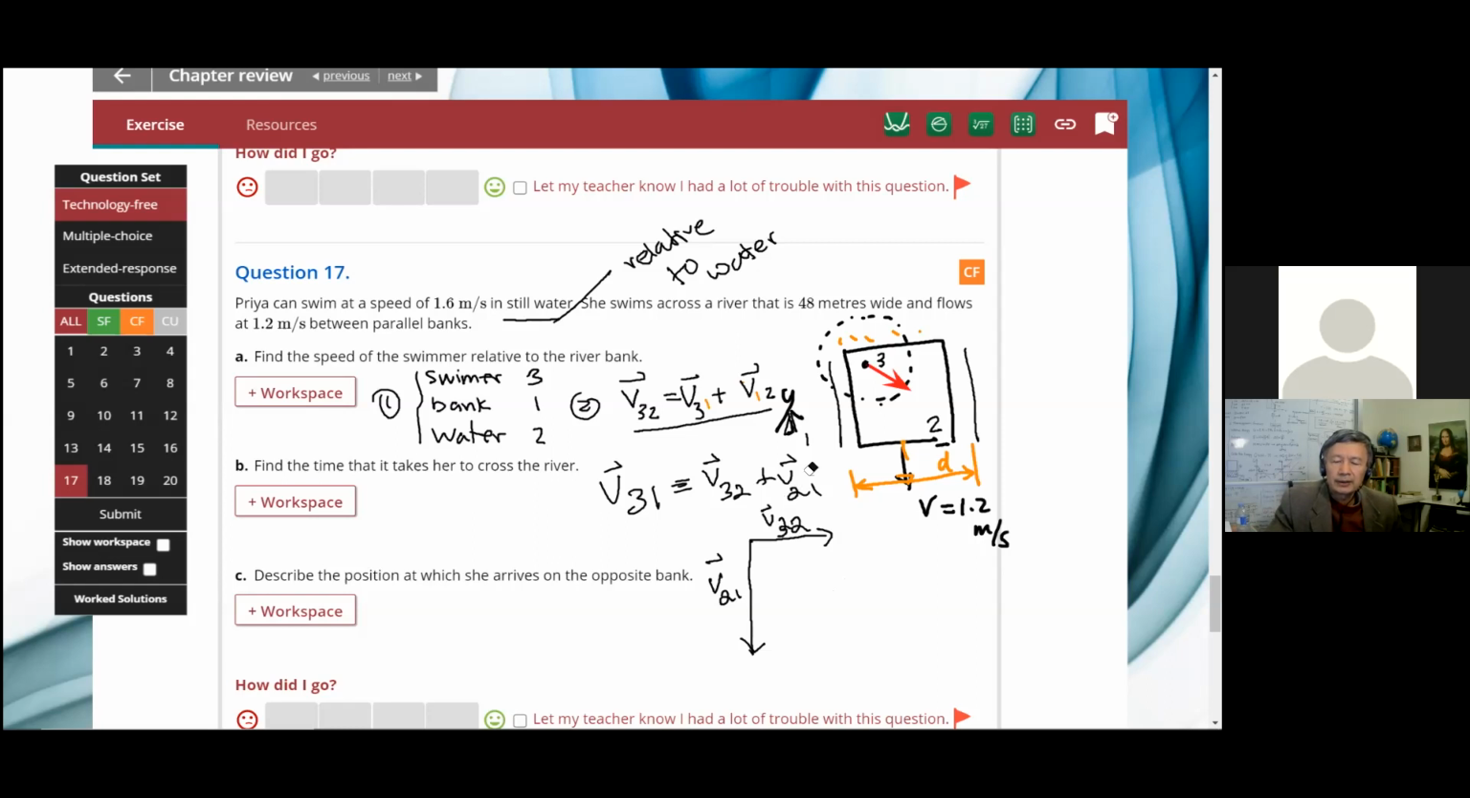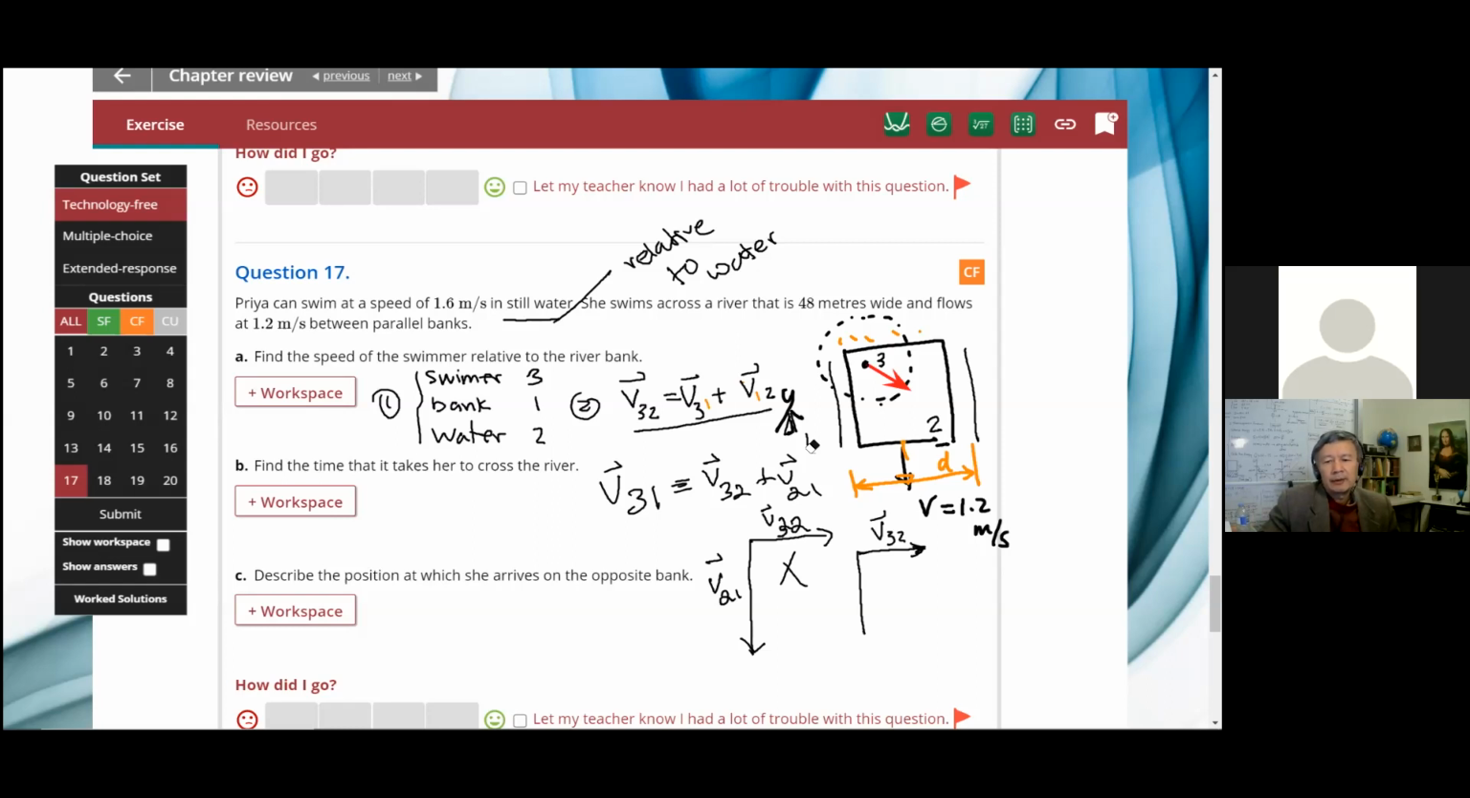So basically two vectors. One is V3 1. This is V3 1, equal to the sum of two vectors. You have to draw the diagram. This is not right. How to get the sum? First, you have to find, so you can call this a, the V3 2. That's the swimmer speed relative to the water. Then according to this one, you have to draw V2 1.